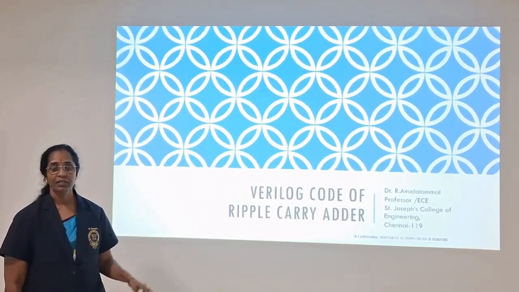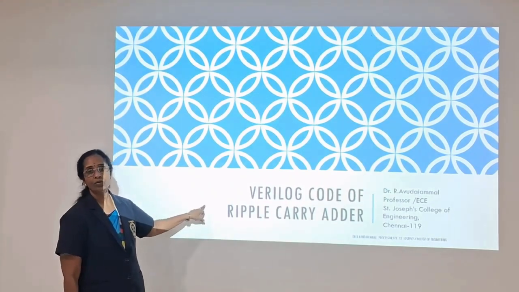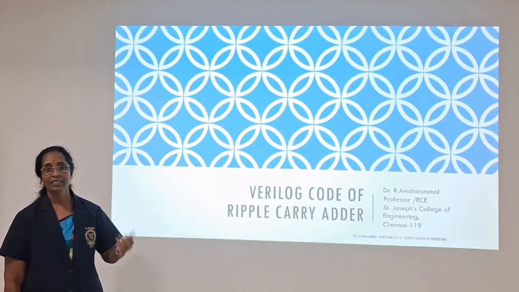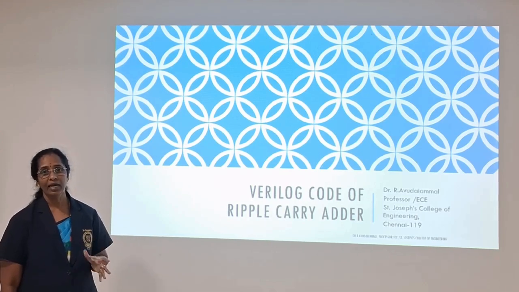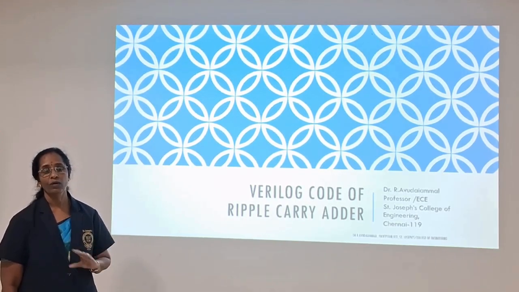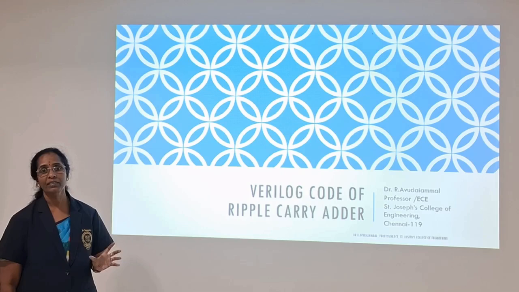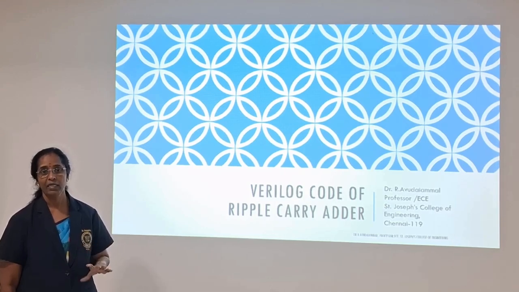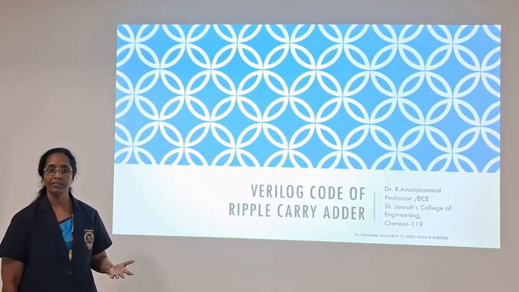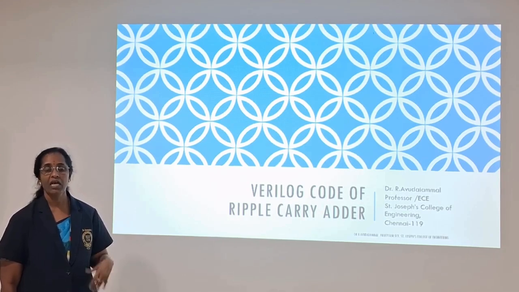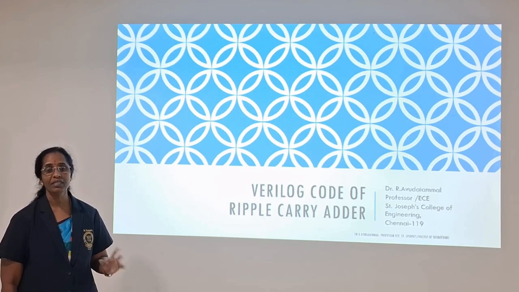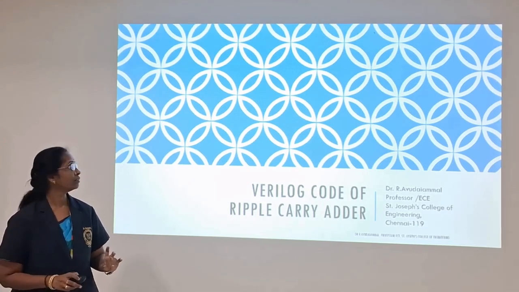In this session, we will discuss the Verilog code for the ripple carry adder. As I told you earlier, a ripple carry adder is a combination or a collection of full adders, based on the number of bits required. If it is an 8-bit ripple carry adder, it will have a combination of 8 full adders. A 5-bit ripple carry adder means it will have 5 full adders. Okay.